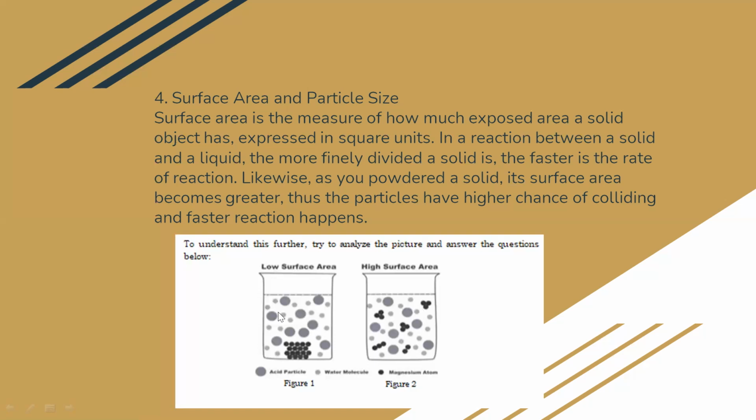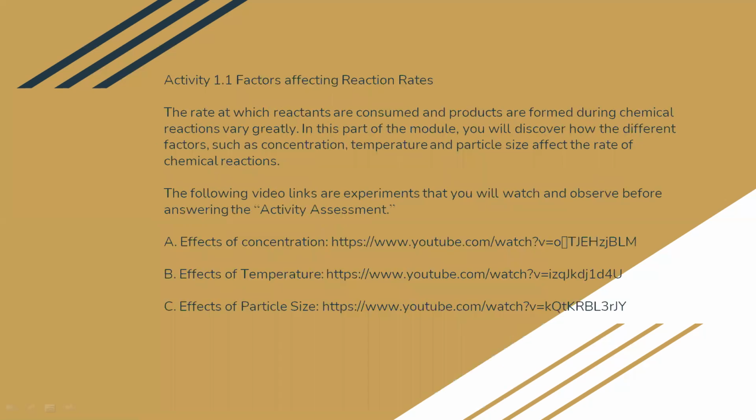And this is what we call low surface area, and this is a high surface area. Now for our activity, factors affecting reaction rate. The rate at which the reactants are consumed and the products are formed during chemical reactions varies greatly. In this part of the lesson, we'll discover how different factors such as concentration, temperature, and particle size affect the rate of a chemical reaction.